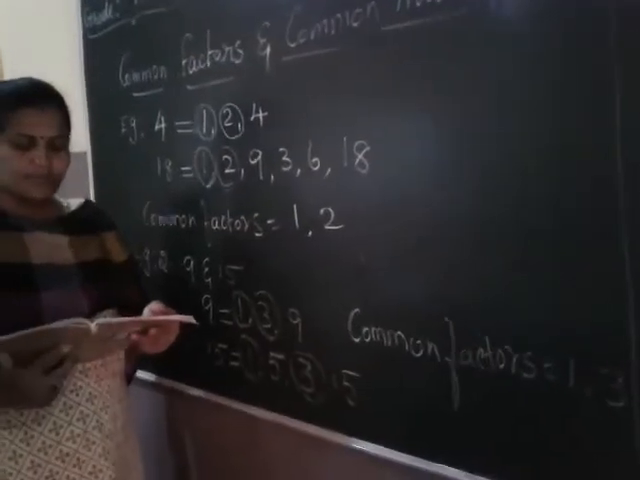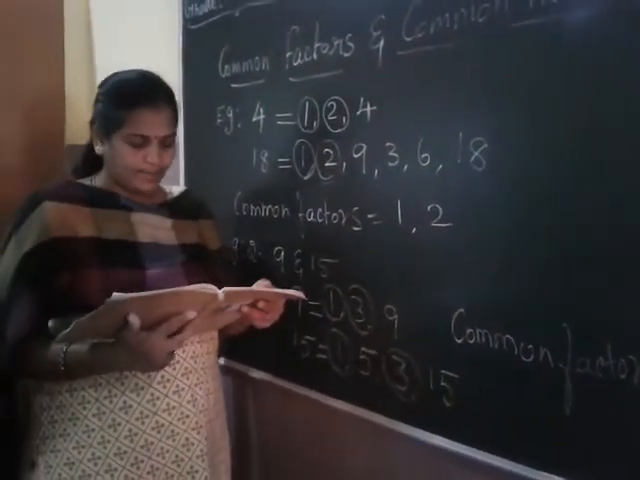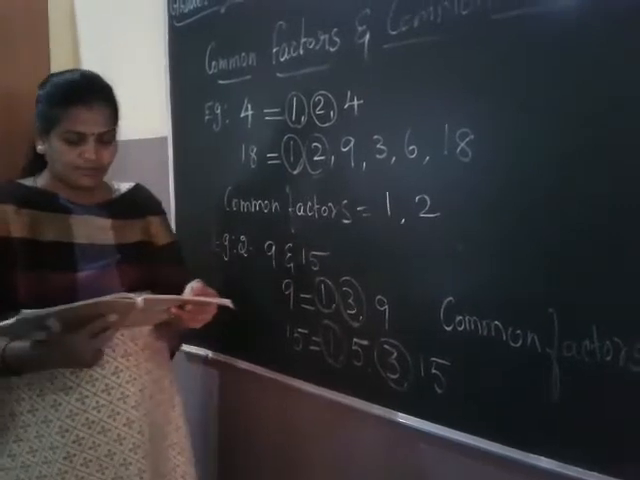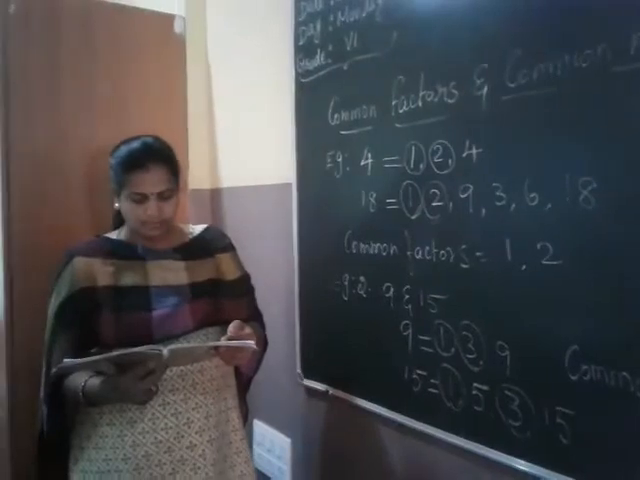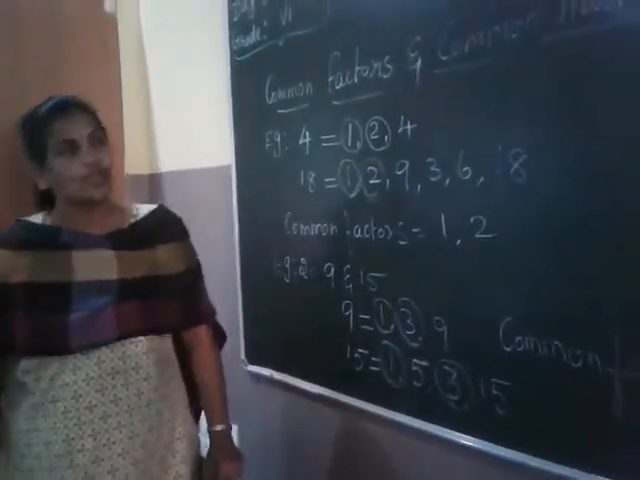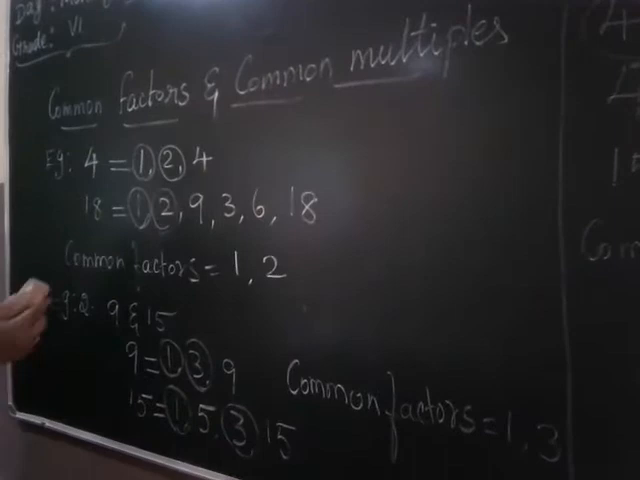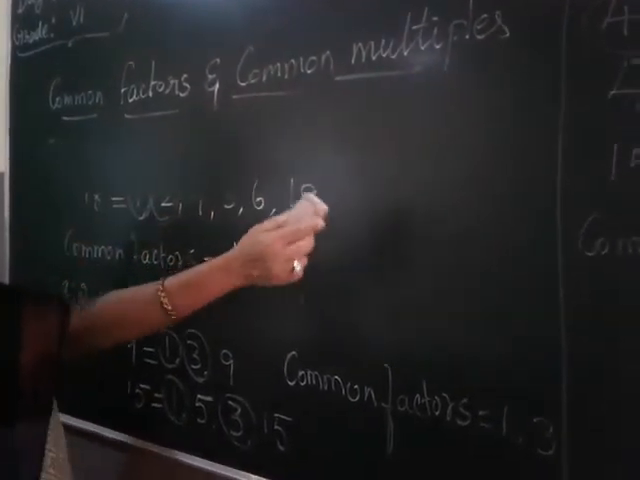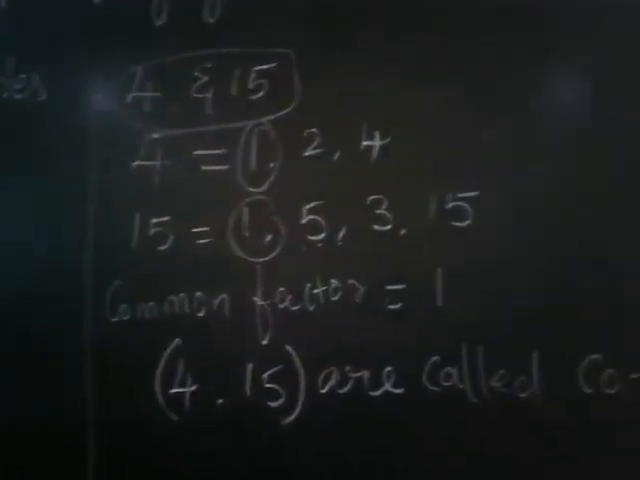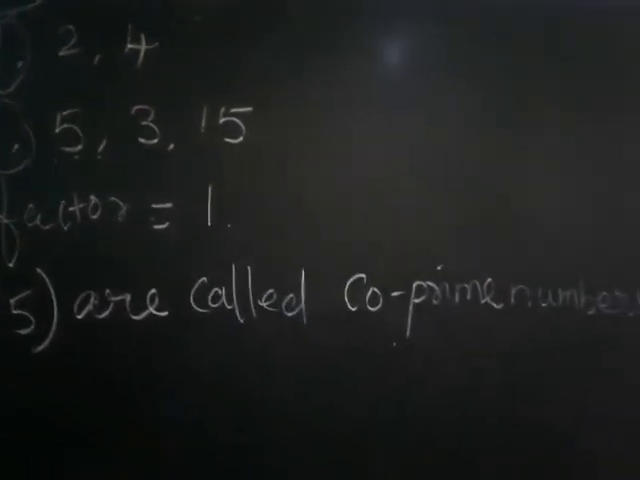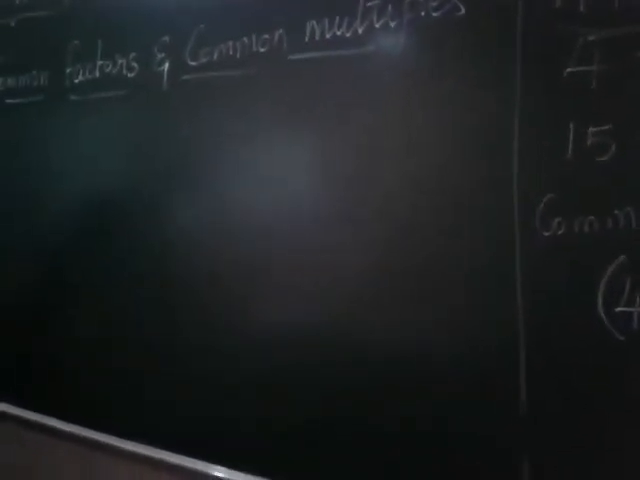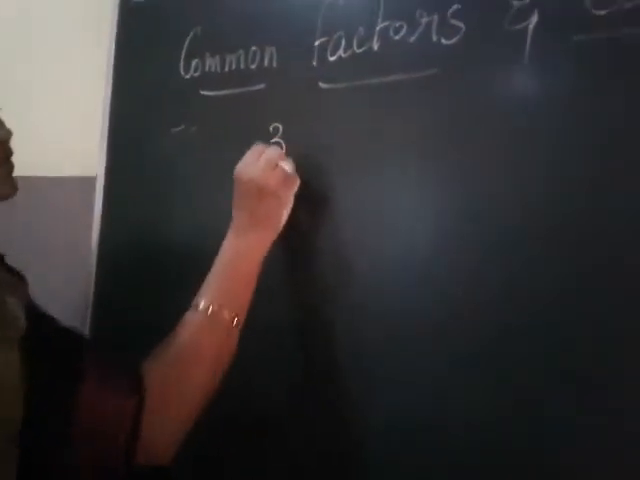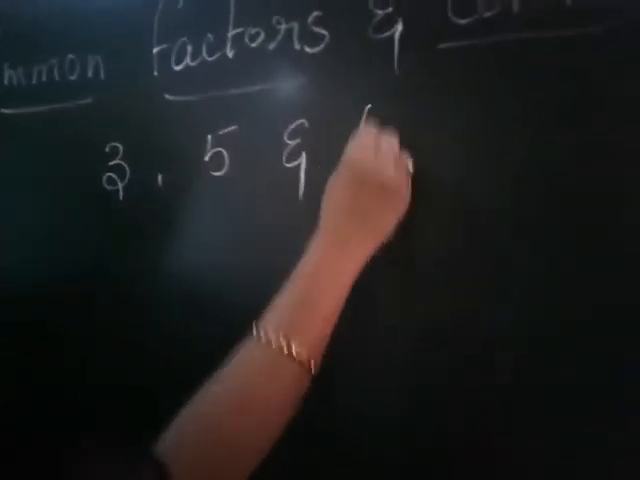Now, find the common multiples of 3, 5 and 6. Listen, now I am going to write the common multiples, children. Did you all understand what co-prime numbers are? Co-prime numbers means having the common factor 1 only. Okay. Common multiples. So I am going to write the common multiples of 3, 5 and 6.